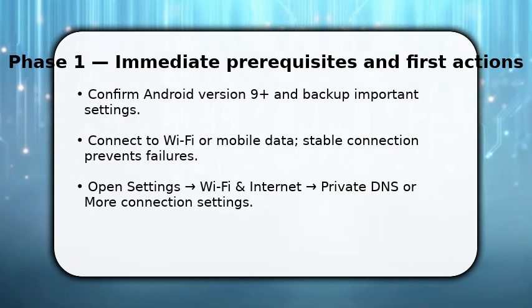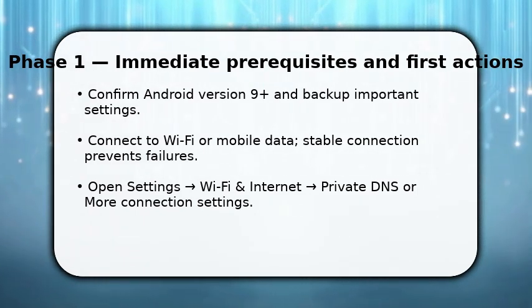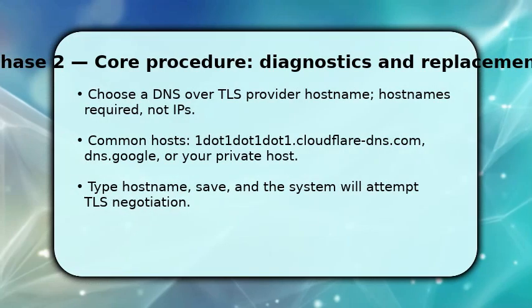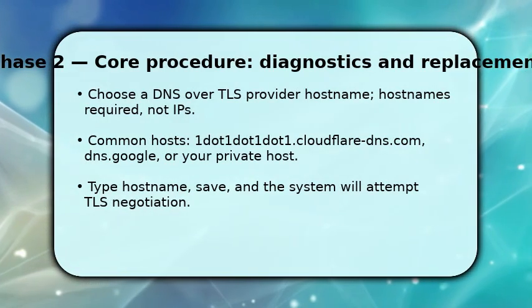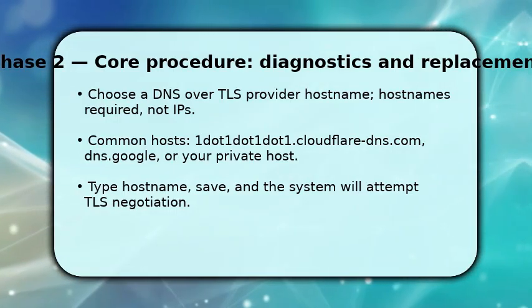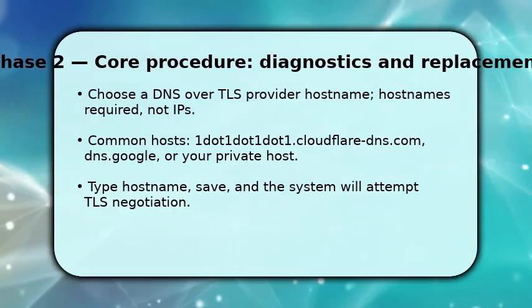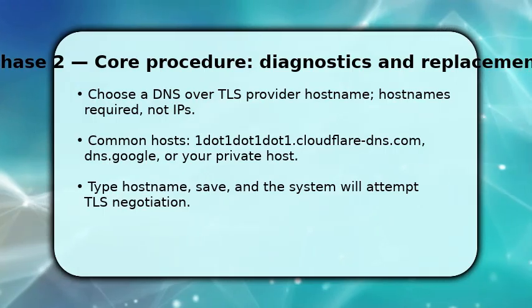Now you enter the provider hostname. Android requires a hostname for DNS over TLS, so don't paste an IP address. Pick a trusted provider such as one.one.one.one, Cloudflare-dns.com, or dns.google, or a private hostname you control. Type that exact host into the private DNS provider field, then save.